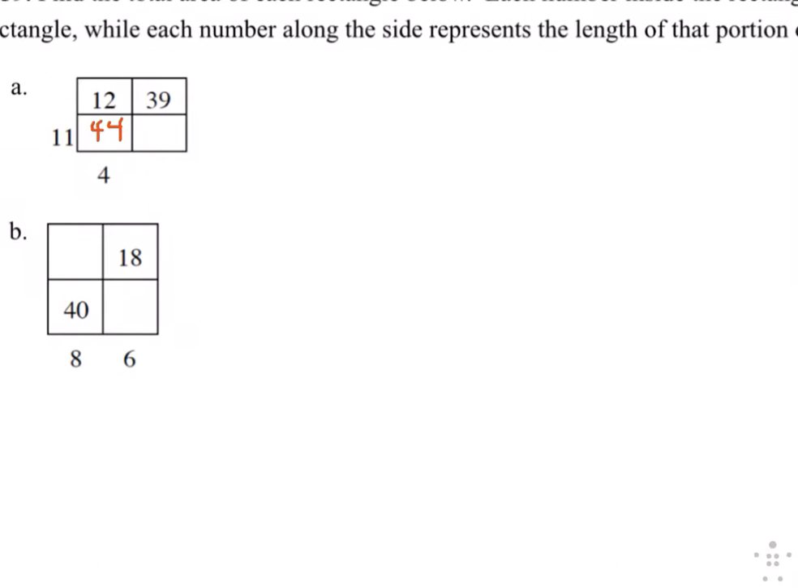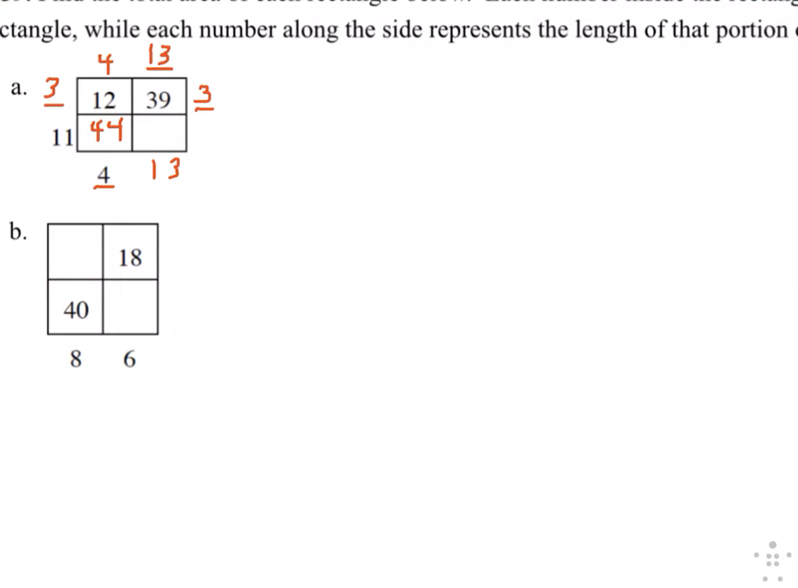And then I know that this 4 down here, times something, makes 4 times something over here gives me 12. So we know this is 3. So now, since this is also 3, we know that 3 times something up here is 39. So this is 13, so we know that that one's 13.